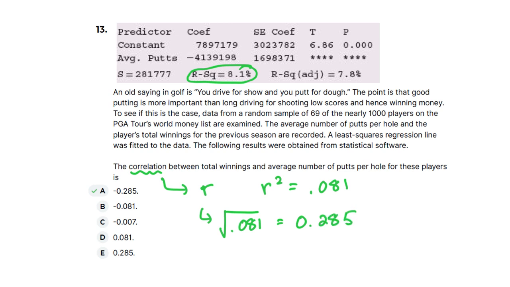I will get 0.285. You need to remember to look at your slope here. And if your slope is negative, that means that your r will also be negative. So our final answer was negative 0.285. And that's how we got A as the answer.